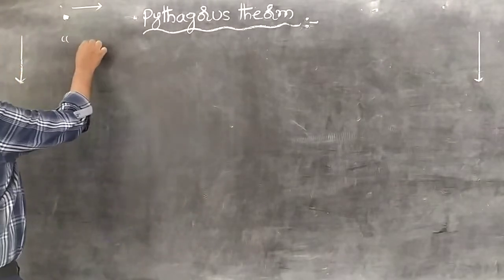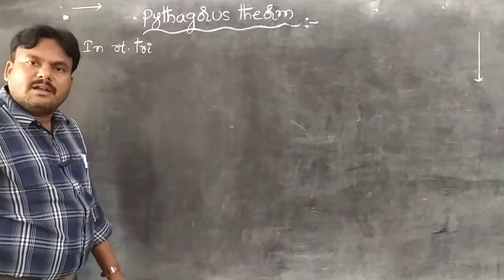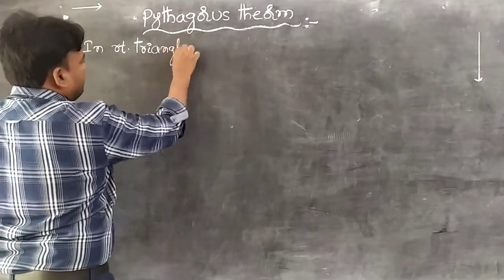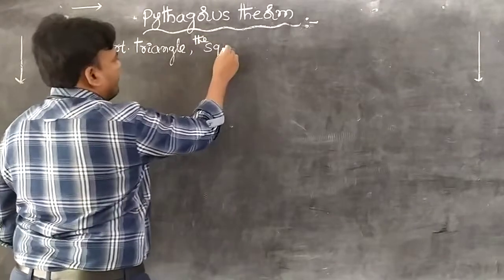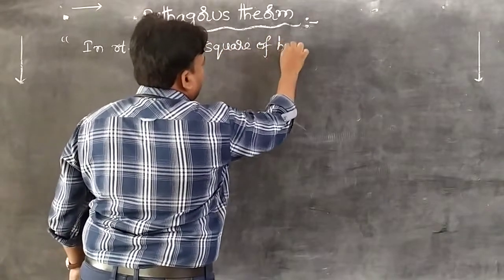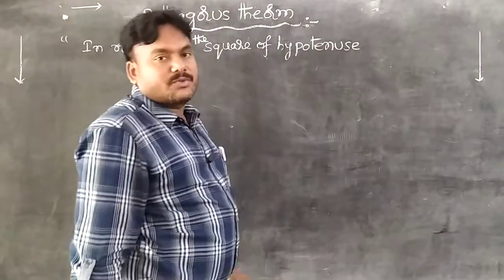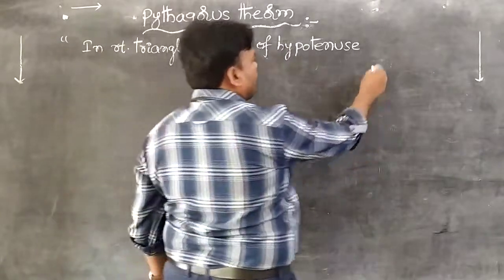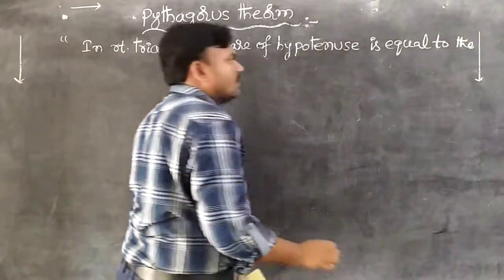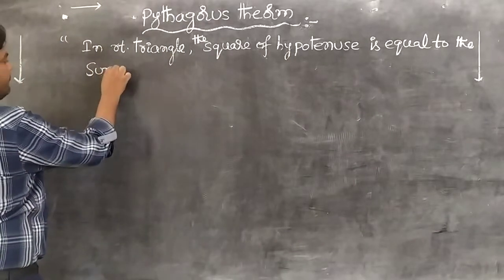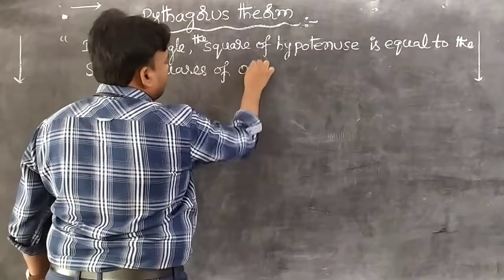Observe. In a right triangle, or right angle triangle, both are the same, the square of the hypotenuse is equal to the sum of the squares of the other two sides.